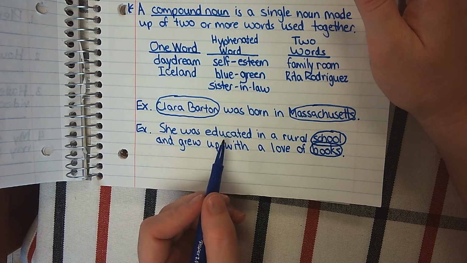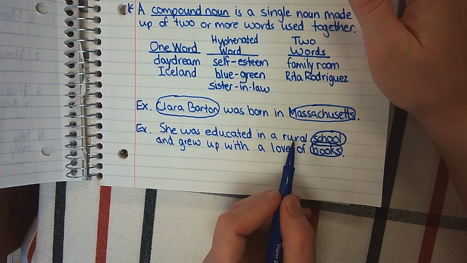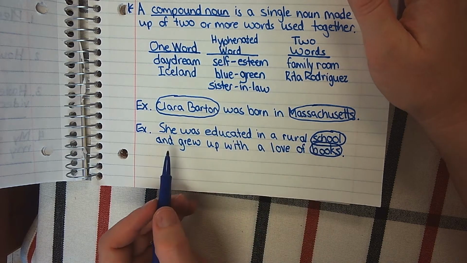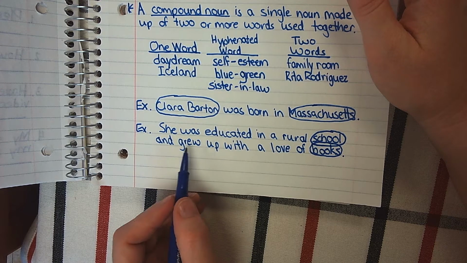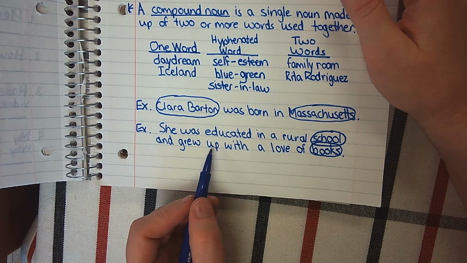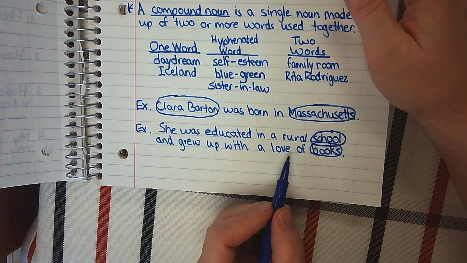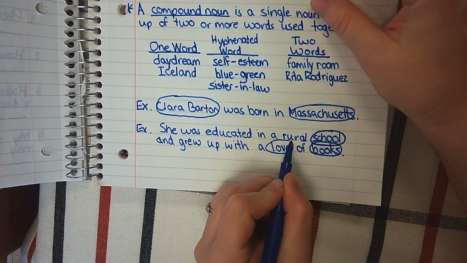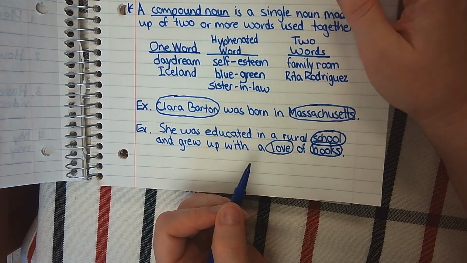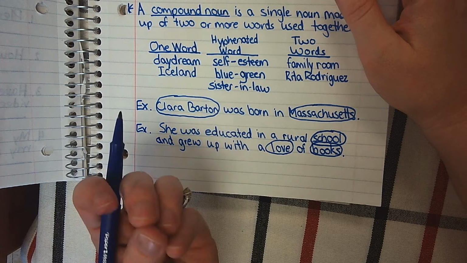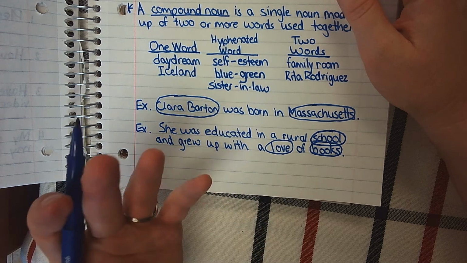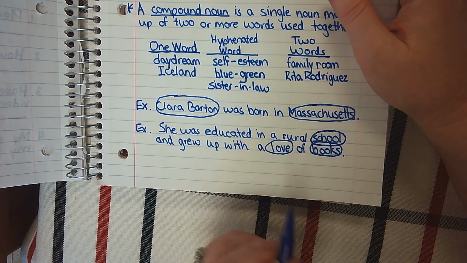But then what about ideas? She was educated, that's a verb, in a rural school. That's explaining the school, so that's going to be an adjective. We'll learn about that later. And grew up, we're talking about another verb, and we're talking about an adverb, with a love of books. In this case, love is being used as an idea, a big idea. And it's just an idea. It's not something we can touch, but it is a noun. Sometimes love can be used as a verb, and it can be used in lots of different ways, but here it's used as a noun.